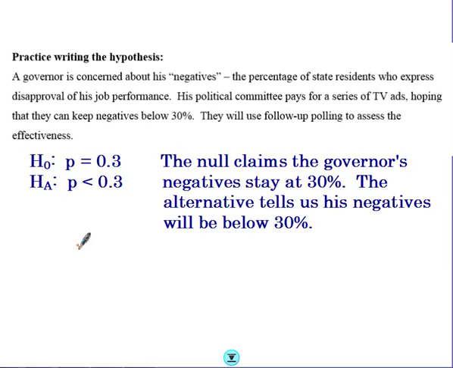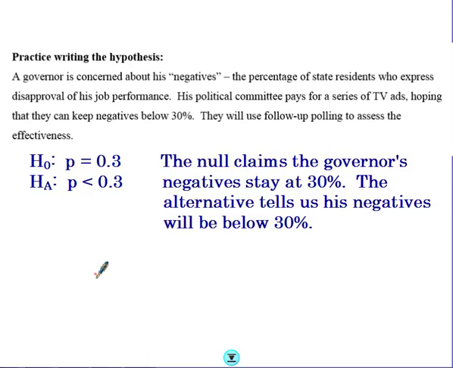So if I were to write a hypothesis test to see are these ads effective, what would that look like? Well, the null, again, would be that it's staying 30%. So notice we're not really investigating are the ads not working and maybe it increased. We're just saying it stays the same. You're claiming 30, let's say 30. The purpose of the ads is to keep the negatives below 30%. So we're then going to investigate is p less than 30%.